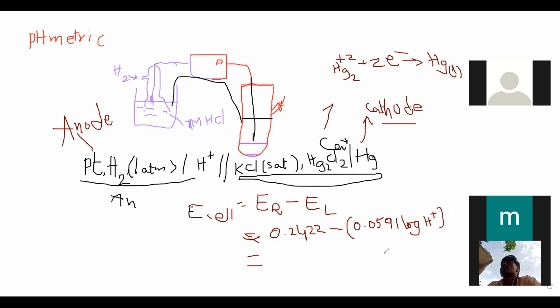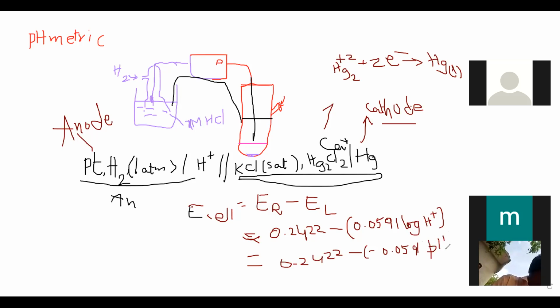And here log H plus comes to 0.2422 minus, again 0.0591 pH. Can anybody tell me what is meant by pH here? What is the formula of pH? Can anybody tell me what pH is? The formula of pH.